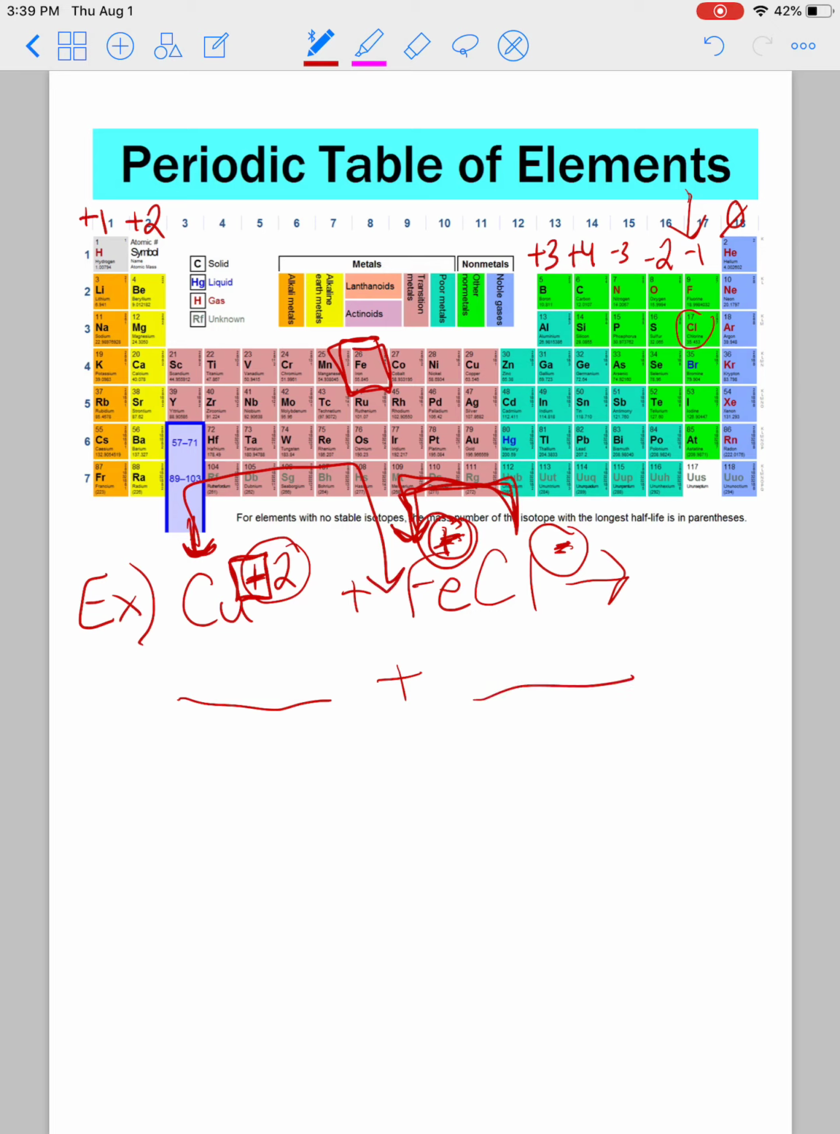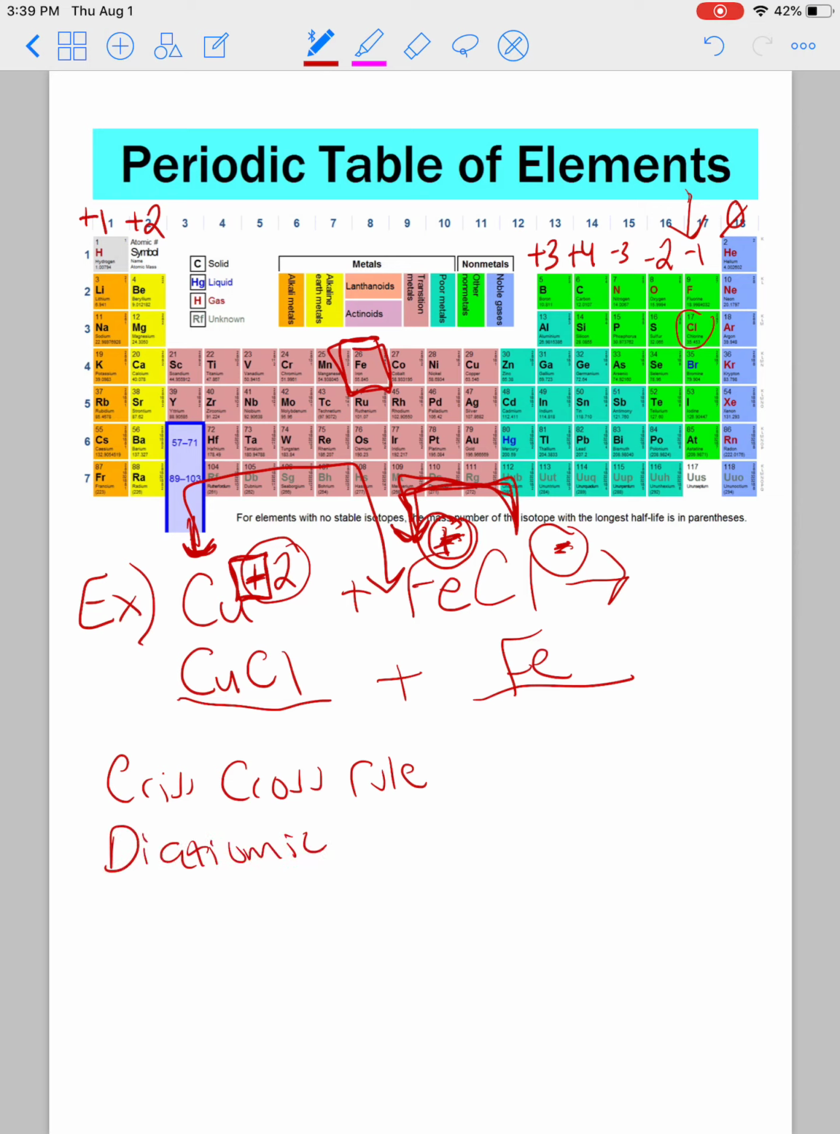So therefore my new products are going to be Cu, Cl, and then Fe will be by himself. Now, I'm not done just yet. I have to make sure I do the crisscross rule and double check and make sure I don't have any diatomics. Totally spelled that wrong. There we go. So I need to do the crisscross rule for this one.